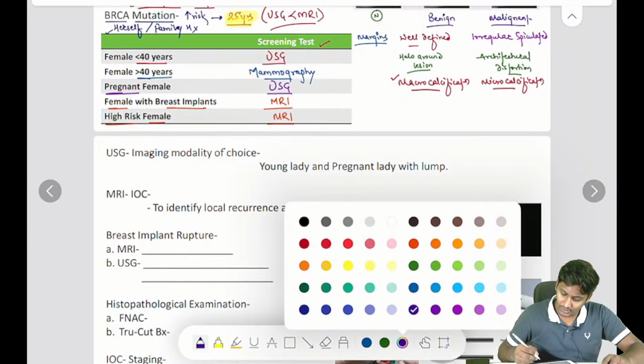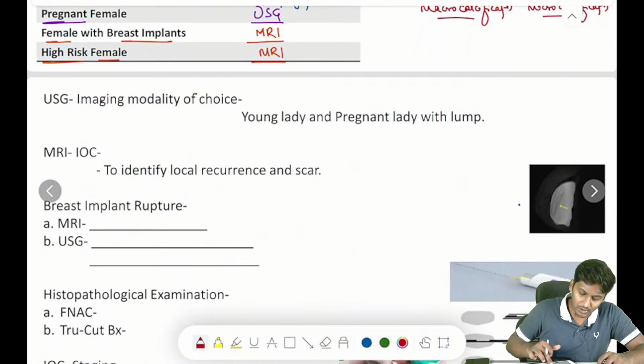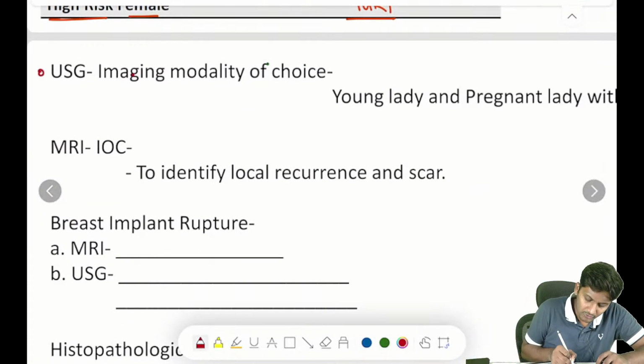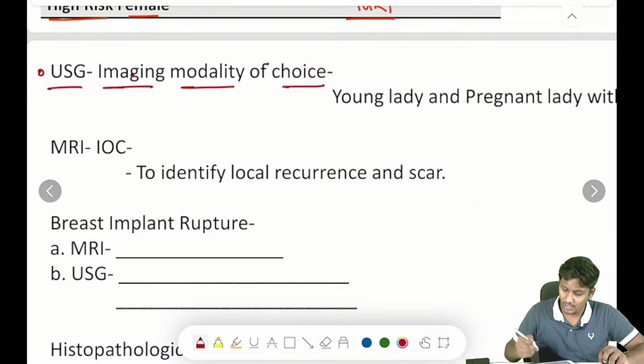Now let's discuss further. We have discussed the mammography. Now the other imaging techniques or radiological investigations were ultrasound and MRI. So let's talk about them somewhat. If I talk about the ultrasound now, we have to remember that the ultrasound is the investigation or the imaging modality of choice.